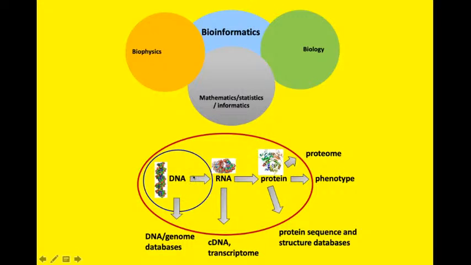So from DNA, we know from the point of view of the central dogma of life, from DNA you make RNA, from RNA it's a protein. From DNA we can have a DNA genome database. From RNA, we can have a complementary DNA transcriptome database. On the protein, we can have protein sequence and structure databases. So based on that, we can say about the proteome and phenotype of your sample or cell culture.